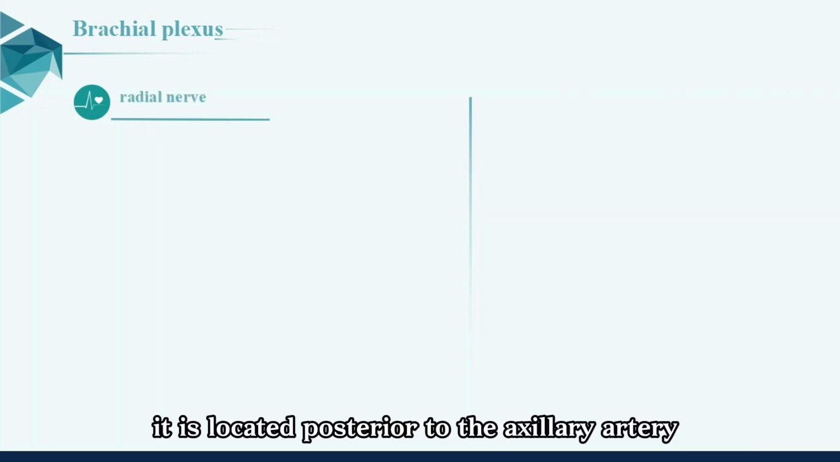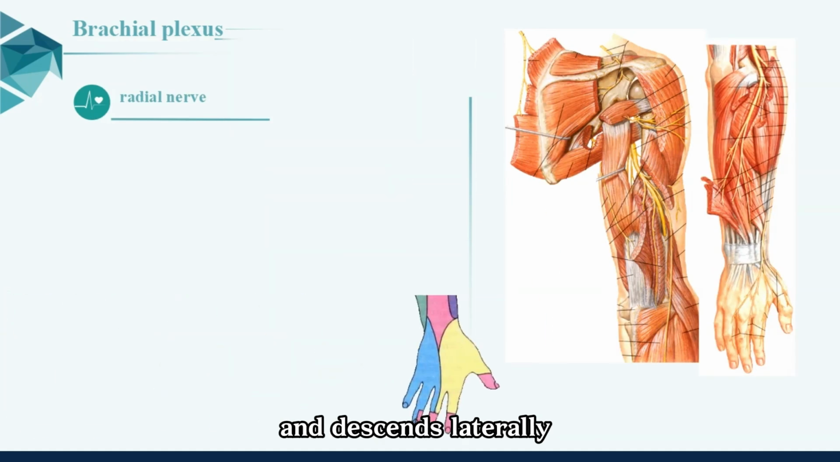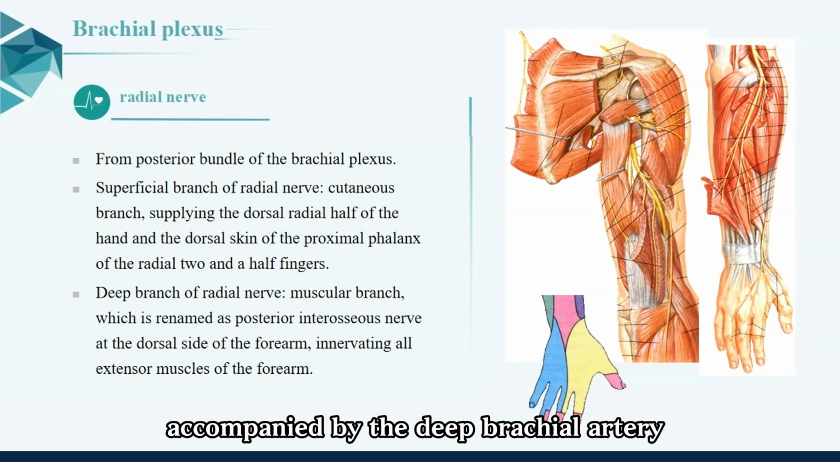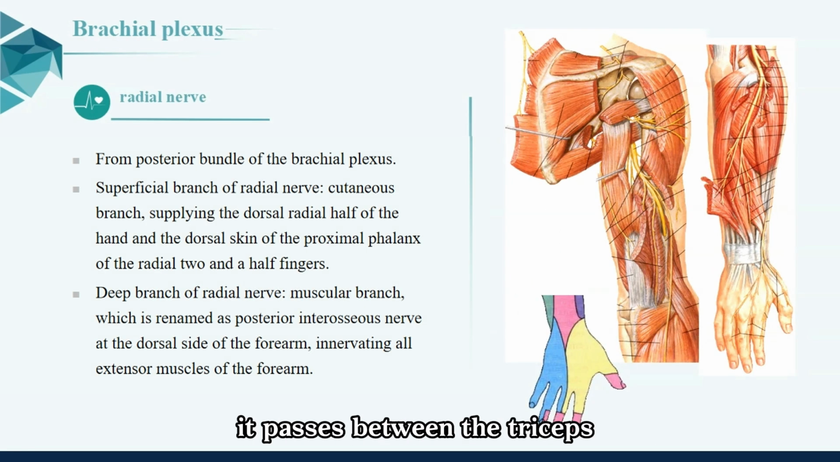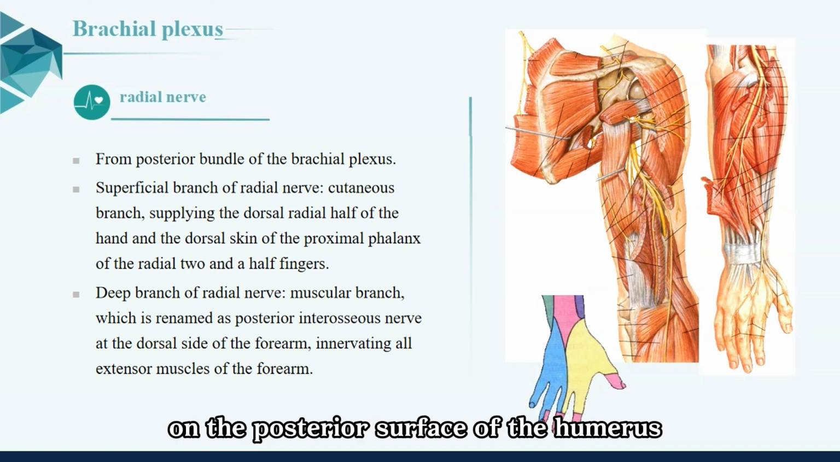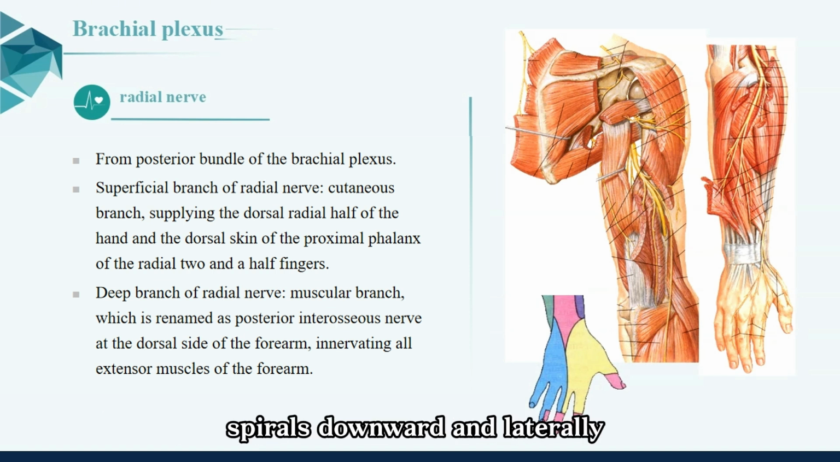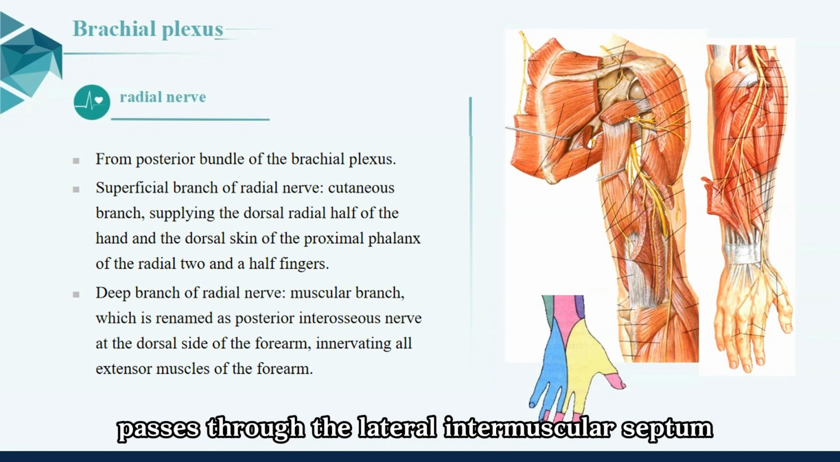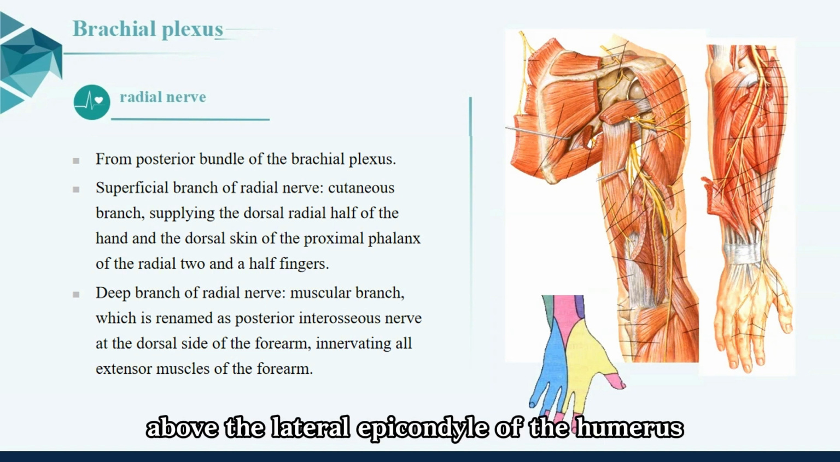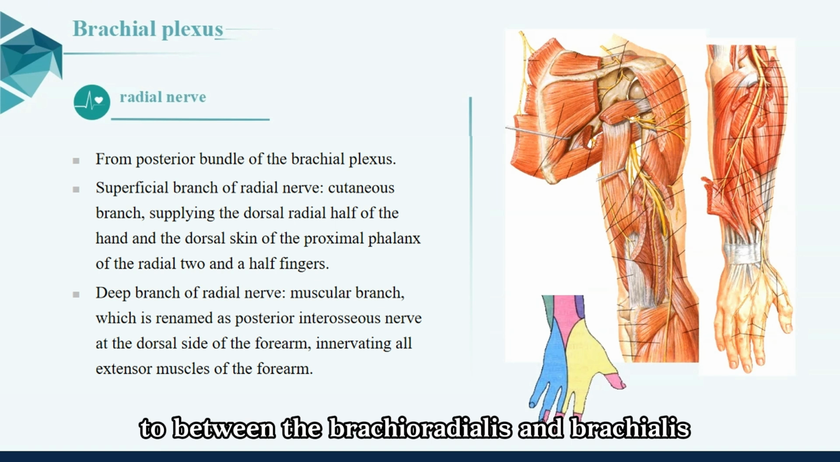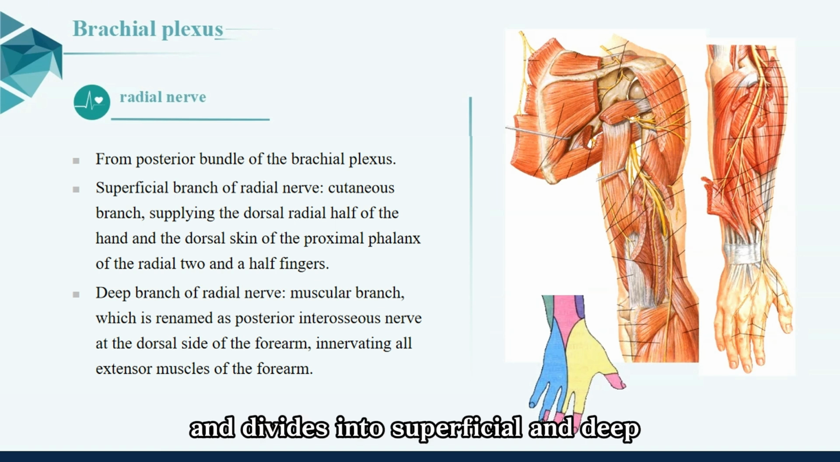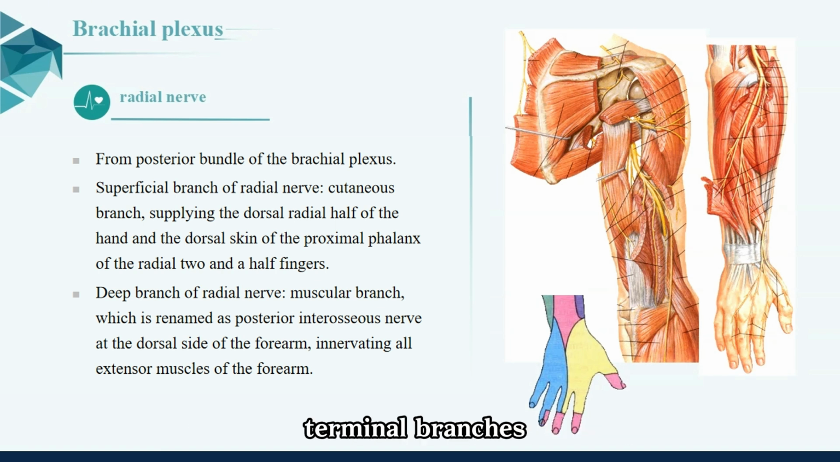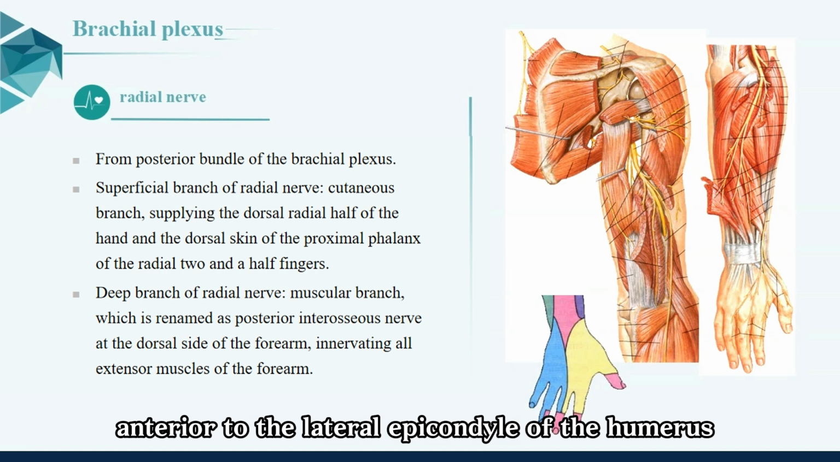Radial nerve. In the axilla, it is located posterior to the axillary artery and descends laterally accompanied by the deep brachial artery. It passes between the triceps brachii and the radial groove on the posterior surface of the humerus, spirals downward and laterally, passes through the lateral intermuscular septum above the lateral epicondyle of the humerus to between the brachioradialis and brachialis, and divides into superficial and deep terminal branches anterior to the lateral epicondyle of the humerus.